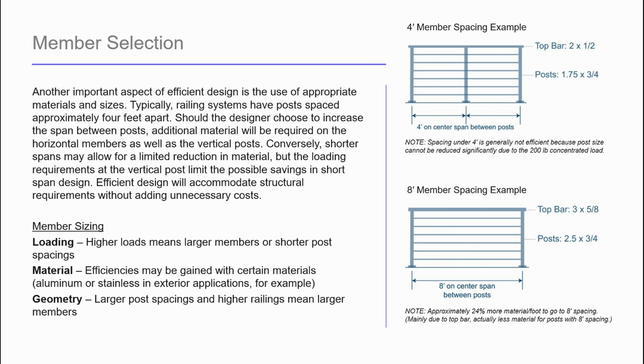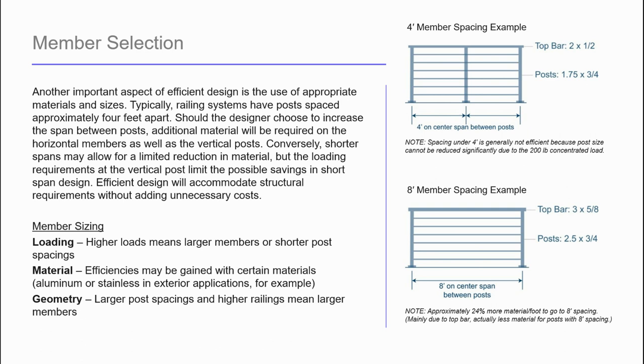Most materials used in railing design are relatively close in their strength properties, so member sizes are not drastically changed by changing materials. This is when I'm talking about metals, and we'll talk about that in a second. The geometry of the railing is the most significant driver in determining member sizing. So note the typical efficient post spacing is around 4 feet. That's because at that spacing, you have a 50 pound per linear foot load times 4 is 200 pounds. That's equal to the concentrated load.